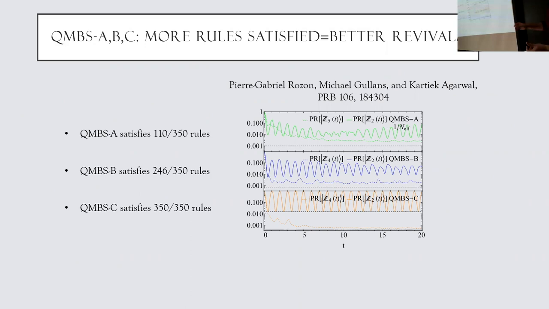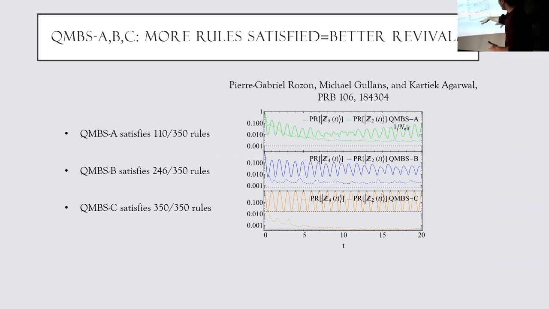And so what we did is then it turns out that these rules, you can count them, they are not infinite. So even though I said arbitrary powers, it turns out that eventually things seem to close up on themselves and you can count the total number of rules you have. And when we look at the different bundles that satisfy an increasing number of these rules, we find that the revivals or the unusual dynamics seem to become stronger and stronger. And so we show that here.